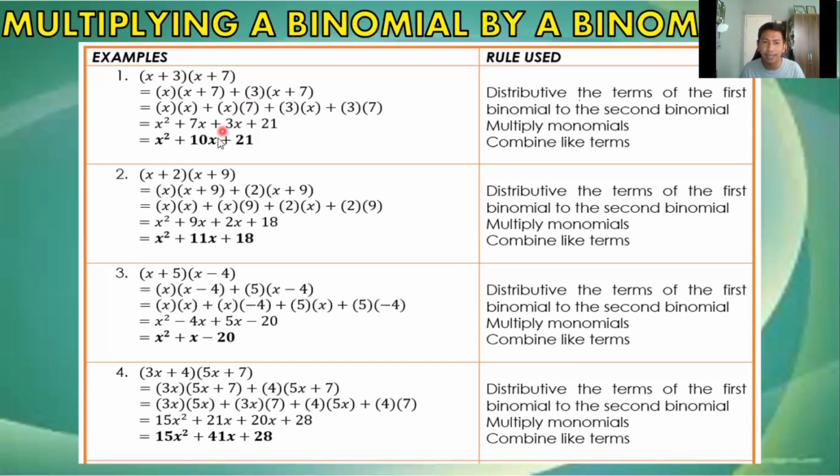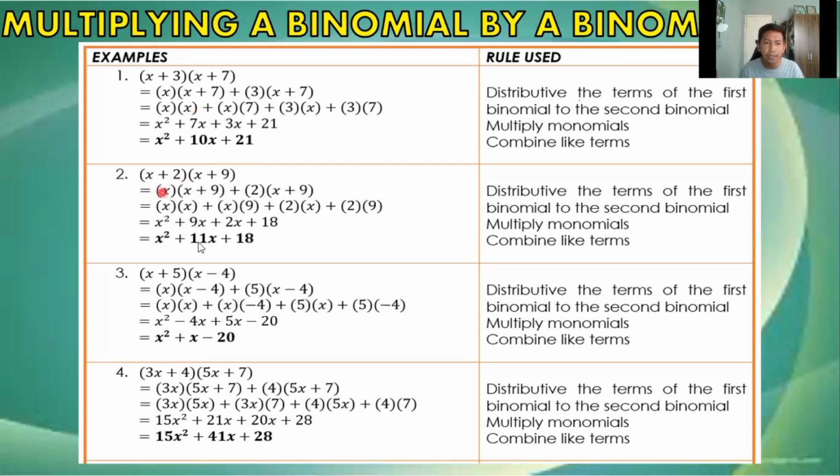7x plus 3x, that will give us a sum of 10x. So we have now x squared plus 10x plus 21. So the product now, when you multiply x plus 3 by x plus 7 is equal to x squared plus 10x plus 21. That's how you multiply now binomial by a binomial. Next, x plus 2 times x plus 9. So we have to multiply or distribute the terms of the first binomial to the second binomial. So x times x plus 9 and then 2 times x plus 9.